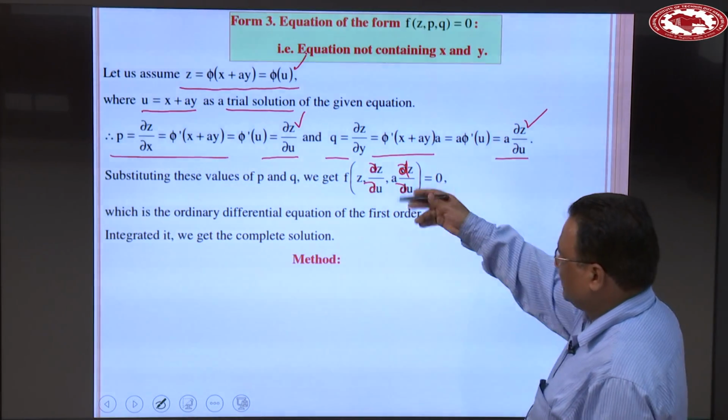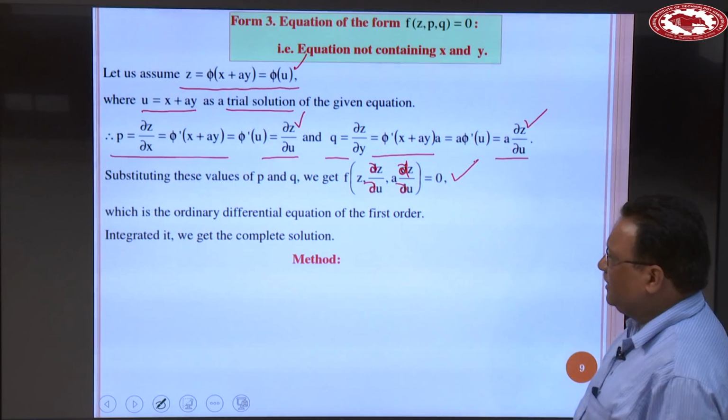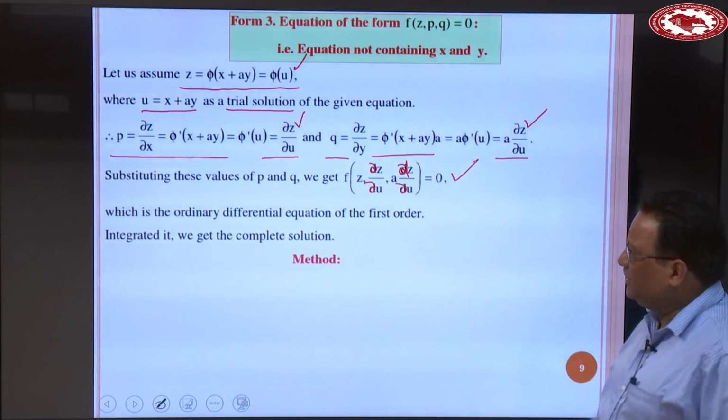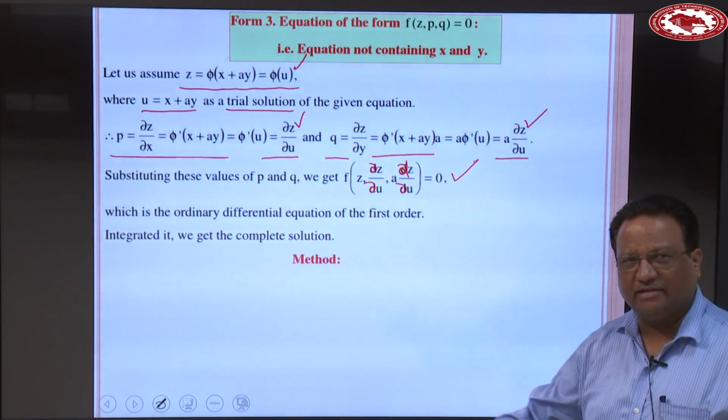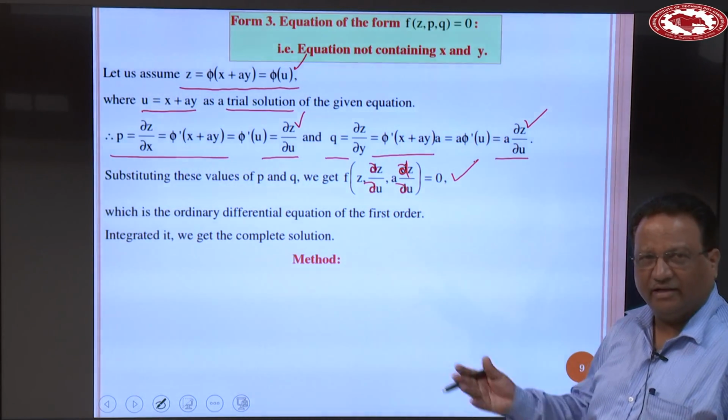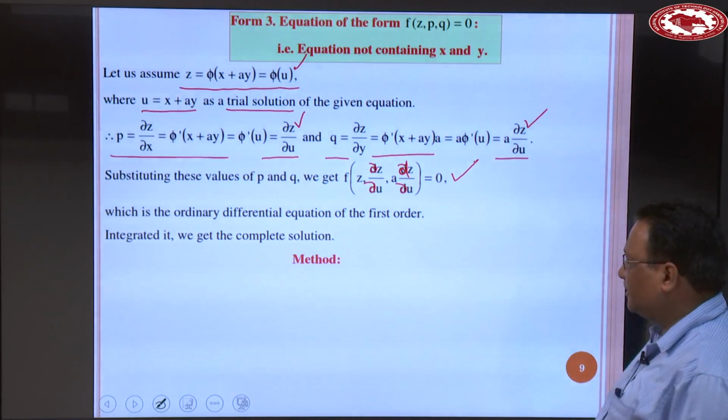So when you substitute, that one is the ordinary differential equation of first order, and this type of equation you can solve easily by using the various methods which we have already discussed in ordinary differential type of equations.